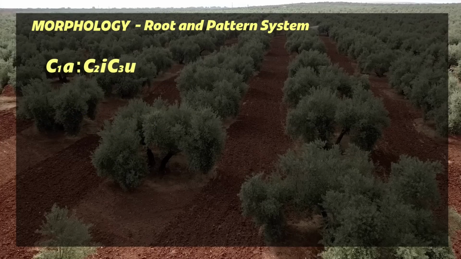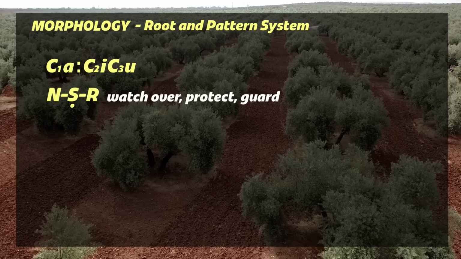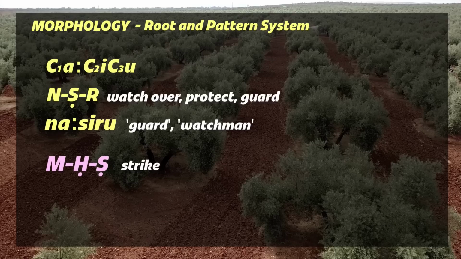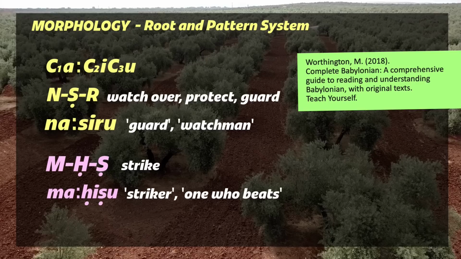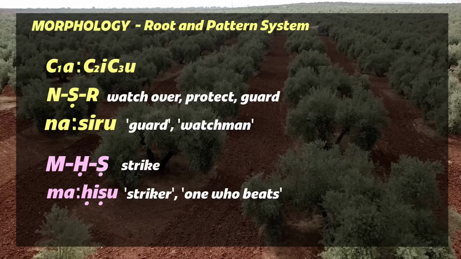We can see another important pattern on screen now, used to form active participles from verbal roots. For example, in Babylonian, the following root, meaning to guard, yields us the following, meaning guardian or watchman, while this root, with the general meaning of to strike, gives us the following, striker or one who smites. These forms show how consonant roots combine with specific vocalic patterns to express complex grammatical and semantic content. The root and pattern system, which can be reconstructed for Proto-Semitic, is a core feature of its morphology.